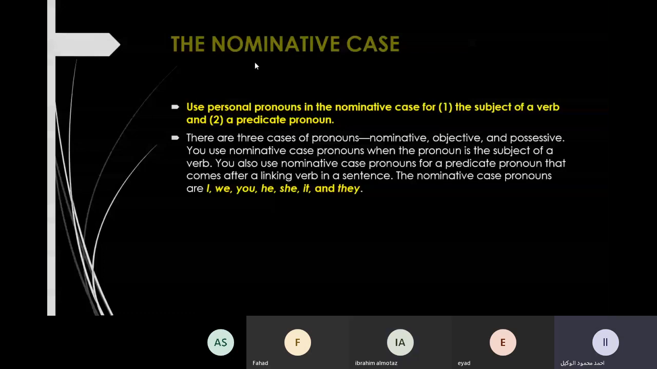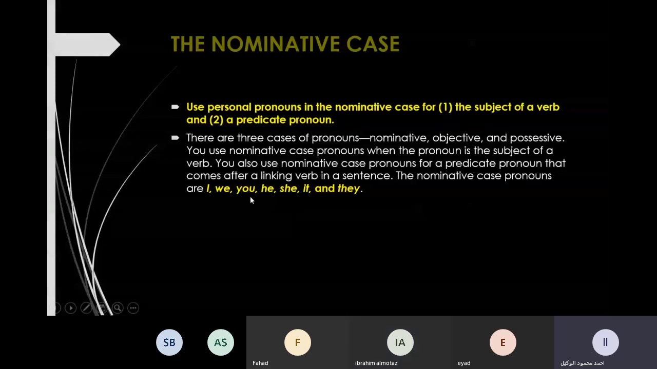Okay. So when I say I and Ibrahim went to the mall, if I need now to substitute Ibrahim, remove Ibrahim and put a pronoun instead, what shall I put? I and he or I and him? I and he. Bravo, Ibrahim. That's it. Because this is called a compound subject. So when we substitute a noun by a pronoun and the noun is the subject, we substitute it with the subject pronouns: I, we, you, he, she, it, and they.